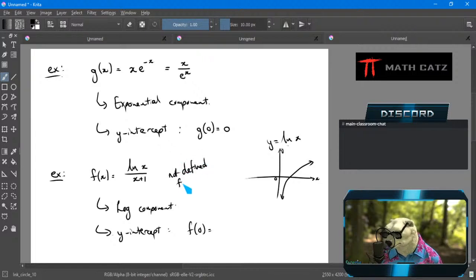Not defined for x less than or equal to 0 because of the mere presence of the log. It changes the function completely. So I have to go here and say it's undefined. Undefined. And there is no y-intercept.